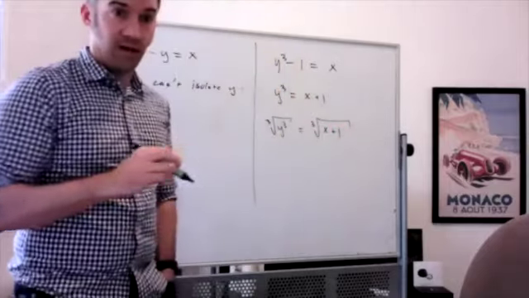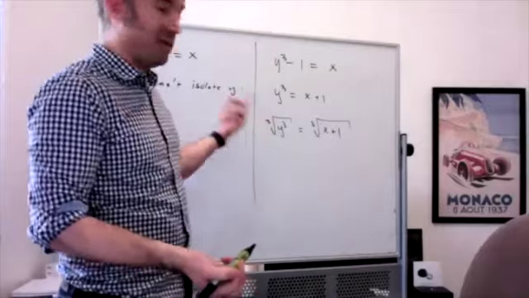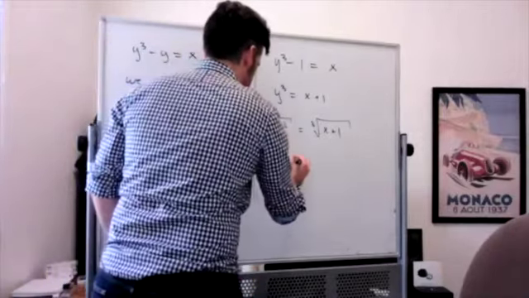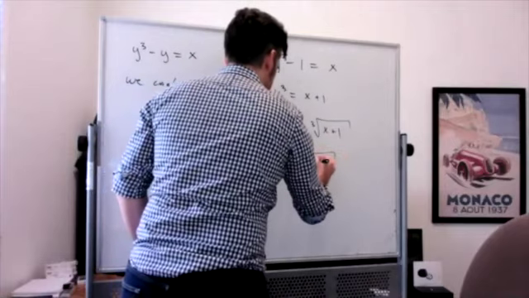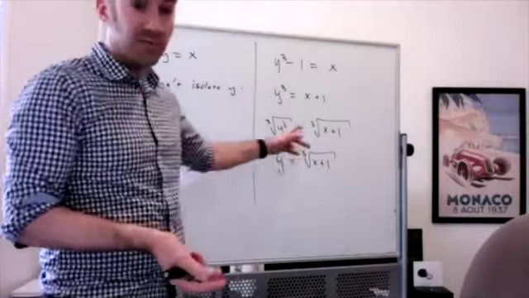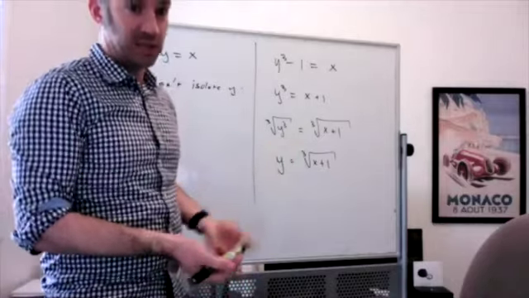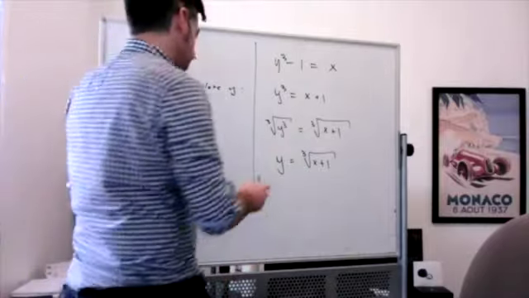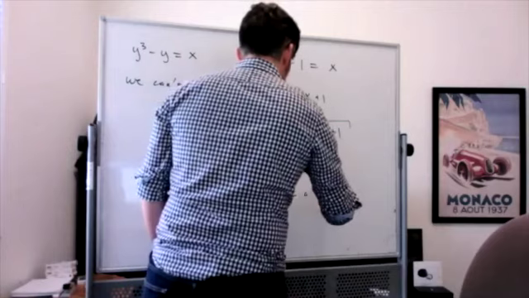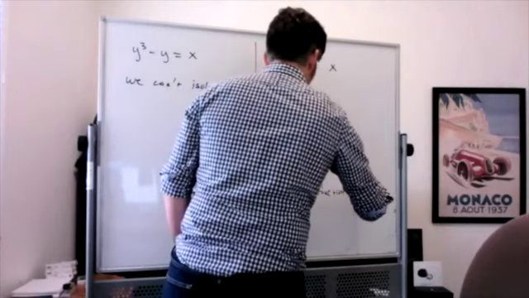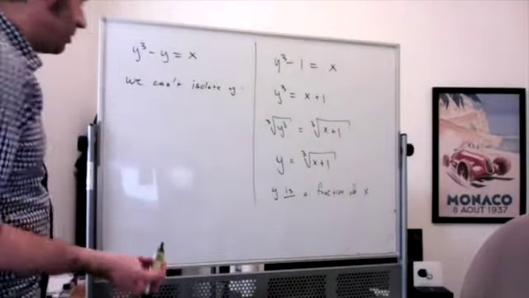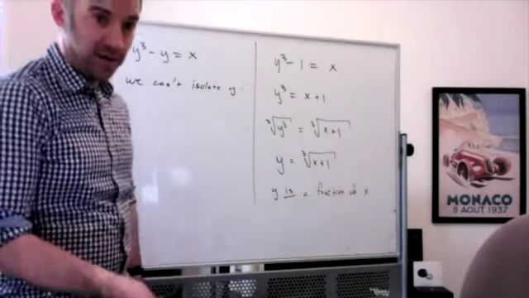Now, I want to point out a really important difference. When you take the cube root of something cubed, you just get the thing. So the cube root of y cubed is always just y. So I solve for y as a function of x. I'm not getting y equal to plus or minus the cube root of x plus 1. I'm just getting y equal to the cube root of x plus 1. So here we definitely have this as a function of x.